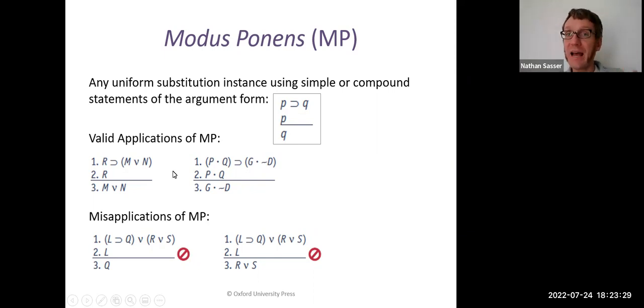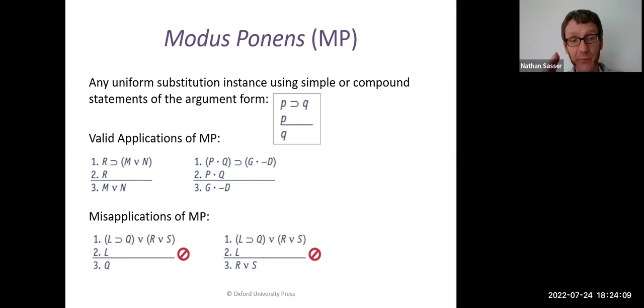So here's an example of valid applications of modus ponens. So let's say that you're given this premise. Premise 1, if R is true, then M or N is true, where M or N is the entire consequent. That is the same form as if P, then Q. Like where the Q is everything in the parentheses, that whole disjunction, M or N. And then you're also given in premise 2, R. So the R is like the P in the argument form here. It's the antecedent of that conditional.